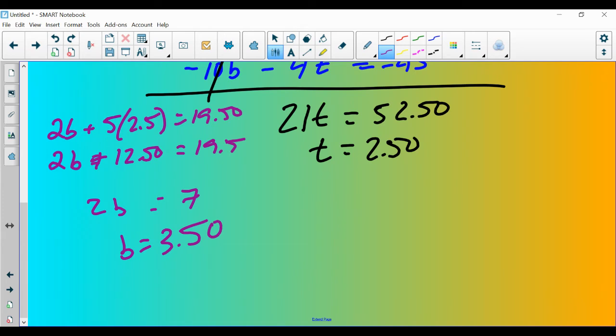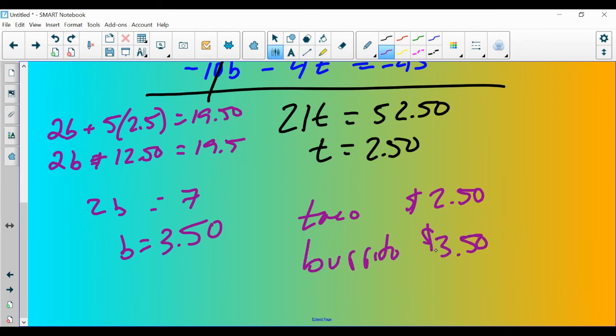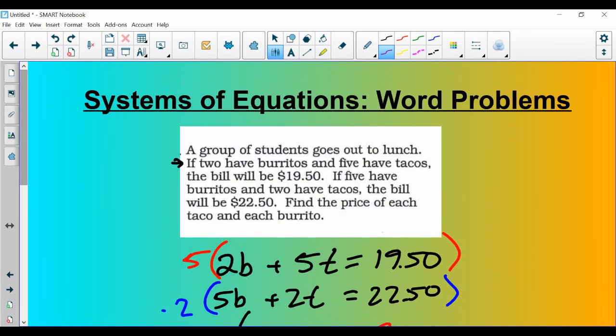With these word problems, I am going to ask that you say, hey, the price of a taco is $2.50, kind of like back in terms of the problem. The price of a burrito is $3.50. This really shows that you understand what's going on, right? We just found out the price of a taco, $2.50, the price of a burrito, $3.50. We should be able to check this pretty easily, going back into our word problem and making sure that that works.